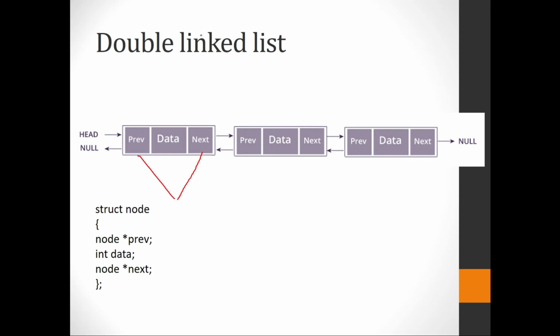Now what does this next point to? Yes, next points to the address of this particular node. What does this previous do? It points to null. Okay, so that is why it is bidirectional and we call it a double linked list. It has 2 pointers but only one data.